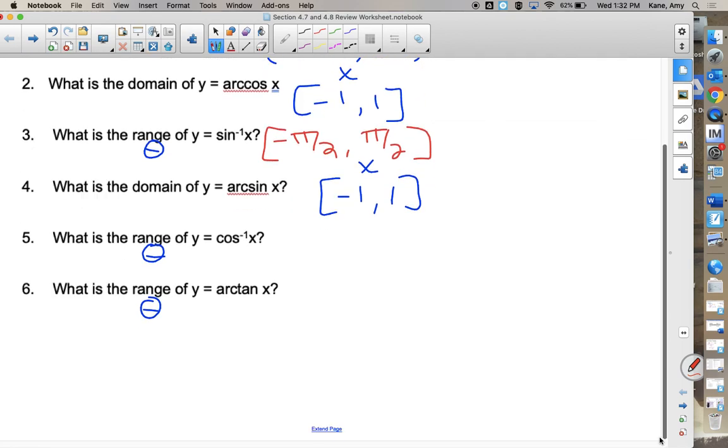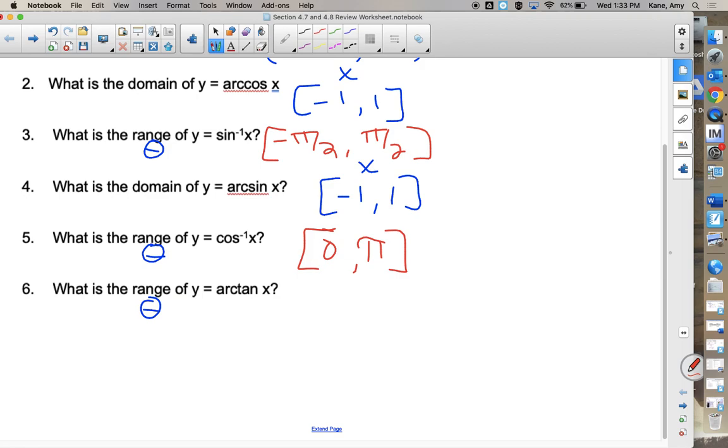For number 5, we have the range of the inverse cosine, Jacob. There we go. So cosine is 0 to pi. After you look at from 0 to pi, which is actually what I have graphed here, after that it doesn't pass the horizontal line test. So I just have that piece of the curve from 0 to pi, Jacob.